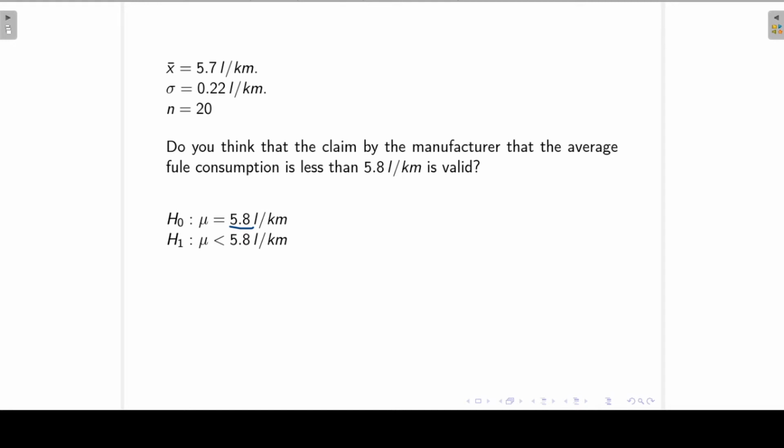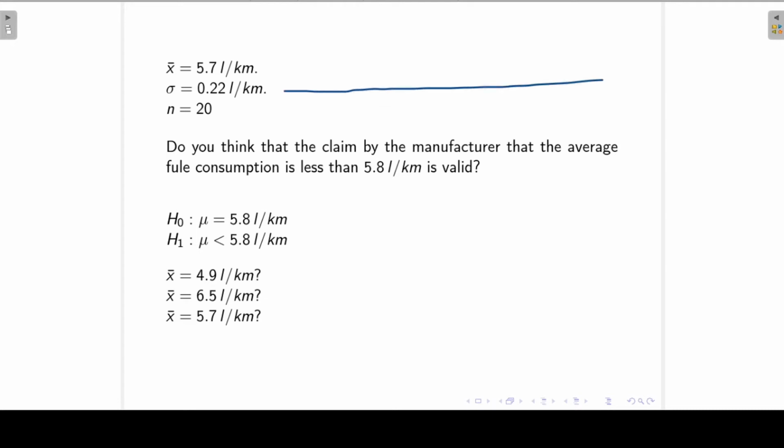Suppose I had a sample mean that was 4.9. I think it would be easy to say that if the sample mean was 4.9, we can reject the null hypothesis in favor of the alternative. Or suppose that the sample mean was 6.5. Now 6.5 is far to the right of 5.8, and we will not reject the null hypothesis in favor of the alternative. But now we have the situation where the sample mean is 5.7. What do we do? Do we reject the null hypothesis or not?